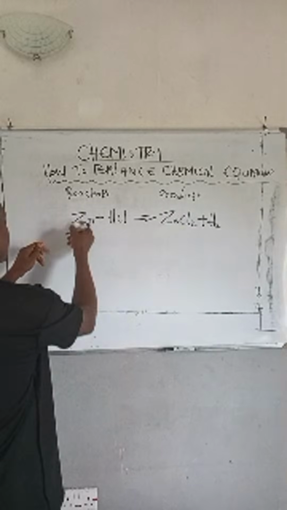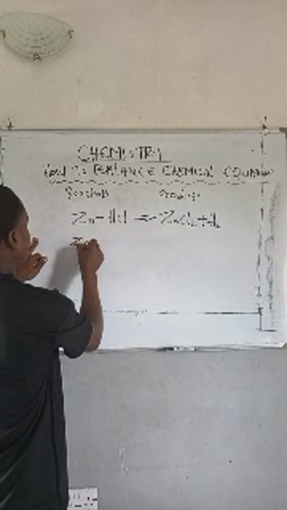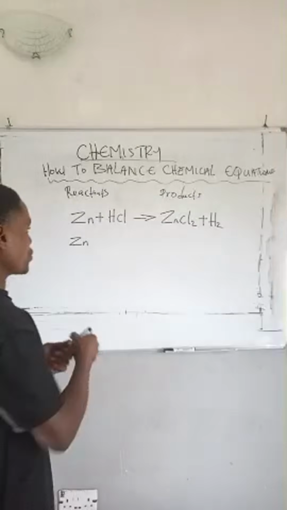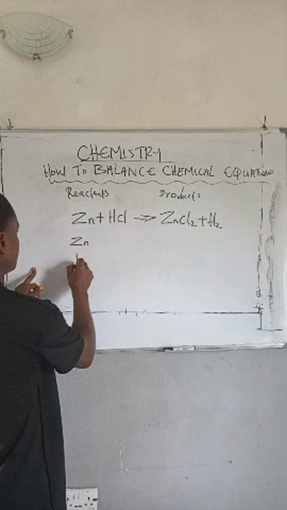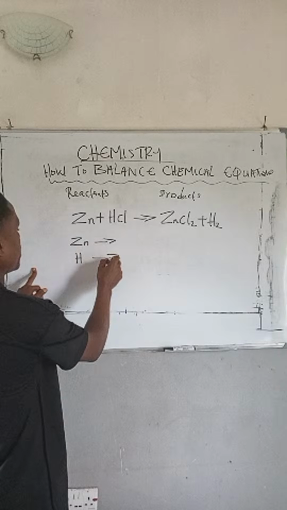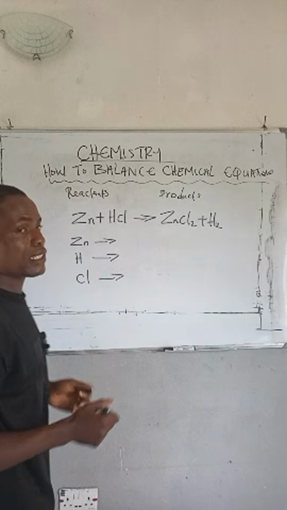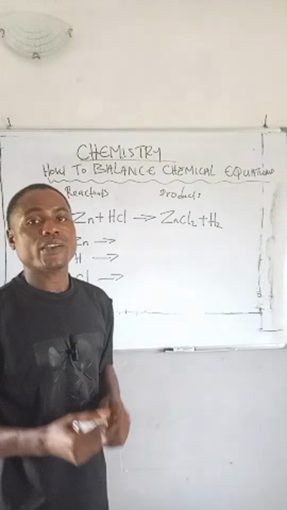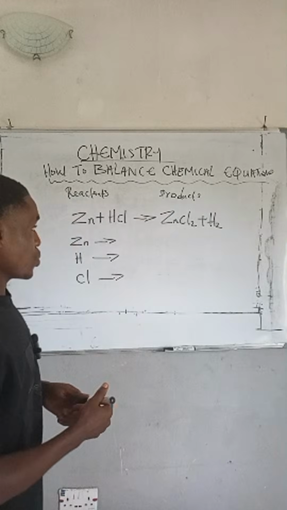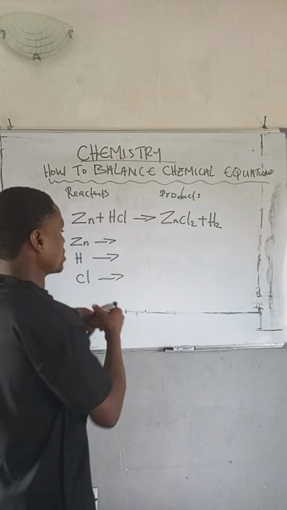So the first element here is zinc, right? Then hydrogen, right? The third element is chlorine. So this is the first thing you need to do. Are you getting it? So we are done with the left side, right? Let's move to the right side.